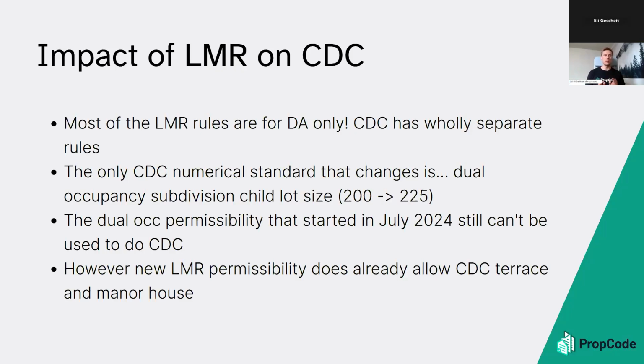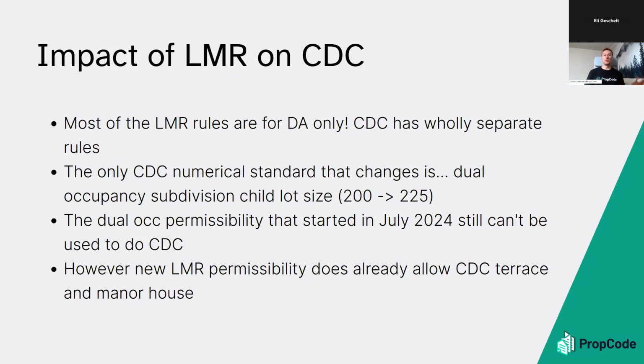One thing that's important is permissibility. We talk a lot about permissibility in planning. Town planners or architects probably know about this concept. It just means that there's a zone that the land is in. So R2 low density residential, for example, that zone has a list of things that are permissible and a list of things that are prohibited.